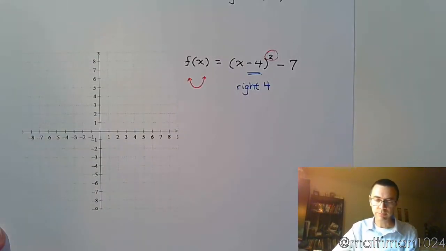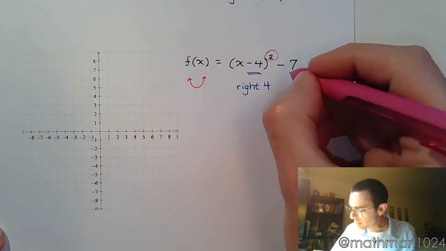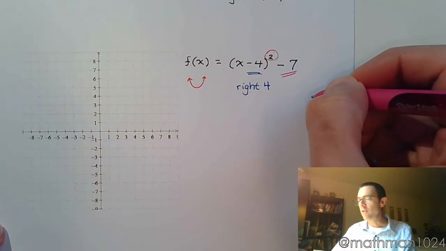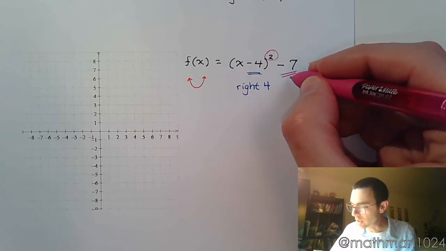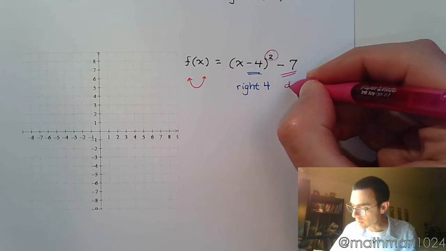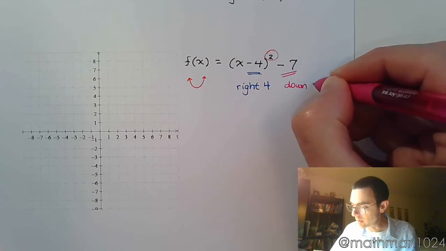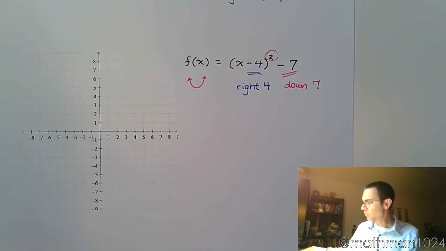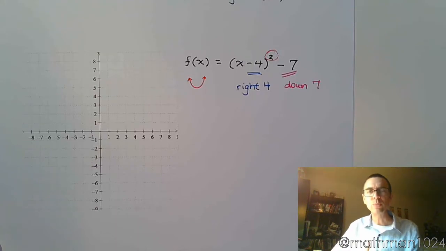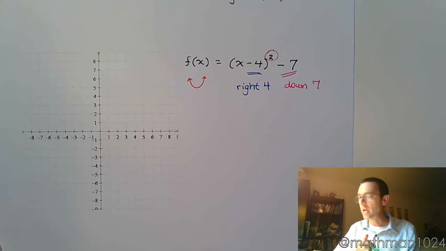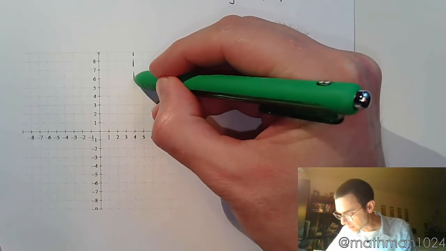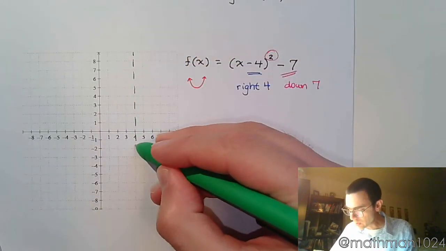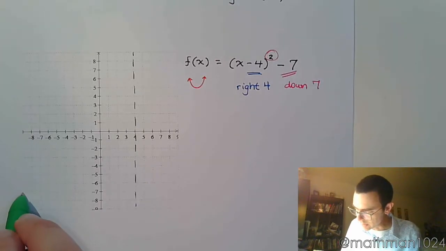4 units. And then I've got the minus 7 out here. And remember, when it's outside of the function, it's a vertical shift, and you do exactly what you see. I see negative 7, so that means I'm going to go down 7 units. So it's at this point that we go ahead and sketch out our new x and y axes. So we are shifting to the right 4, and we are shifting down 7.